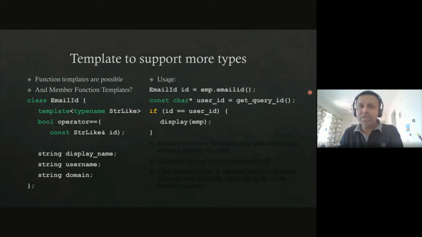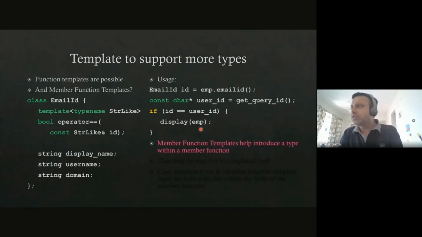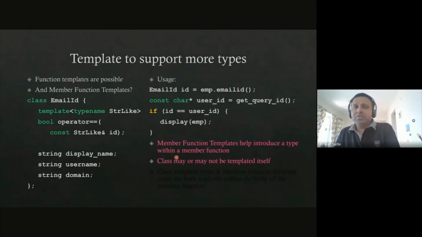Again, the usage is pretty much similar. You take the email ID from the employee, and you get the const char pointer this time from some query ID. Say somebody queried for an employee, and you are doing a search. So you can match it here and display the employee, right? So this is a different use case of this member function template, of using the same operator, which member function templates enable us to use with a different data type. Just your knowledge of the function template now can be applied to member functions.